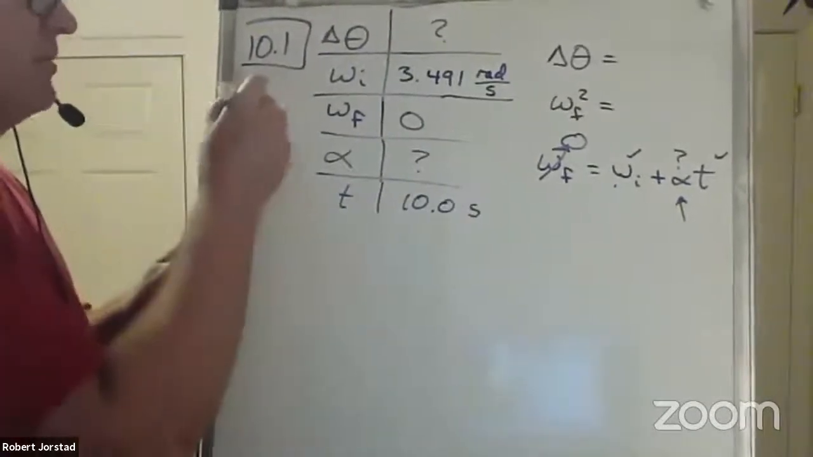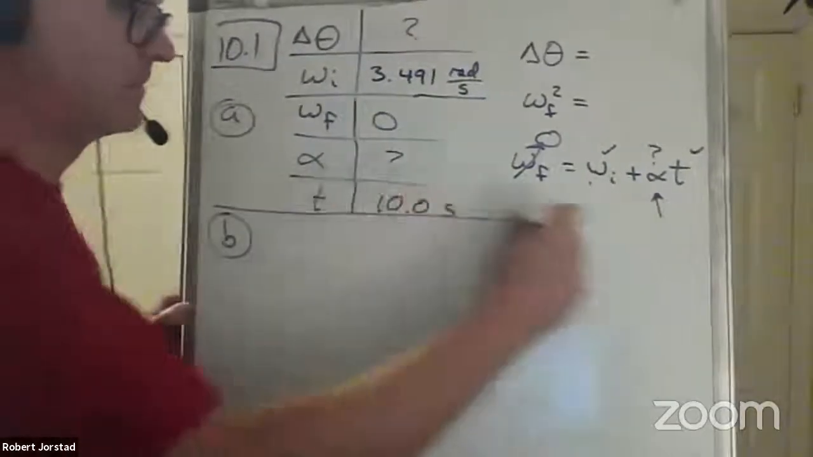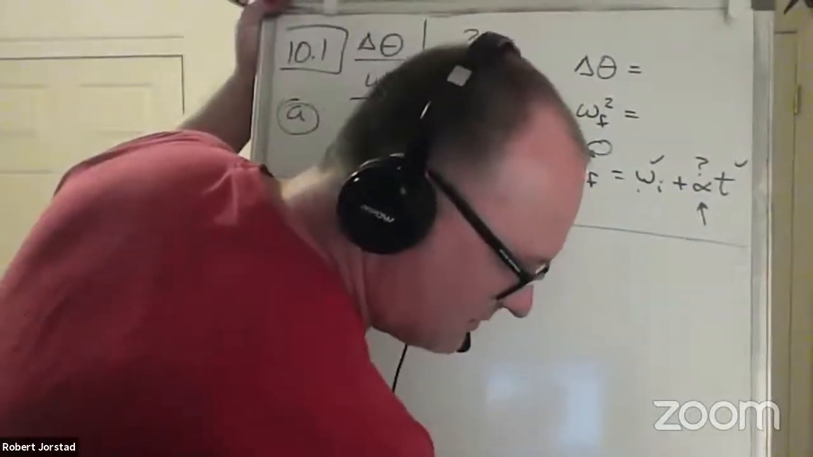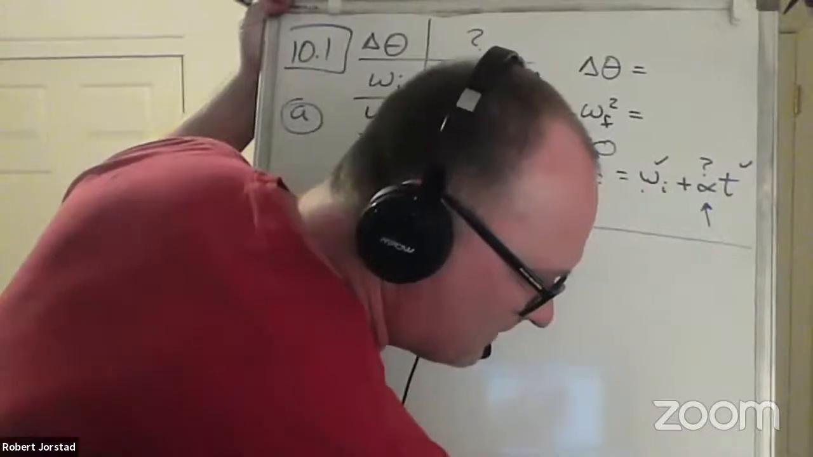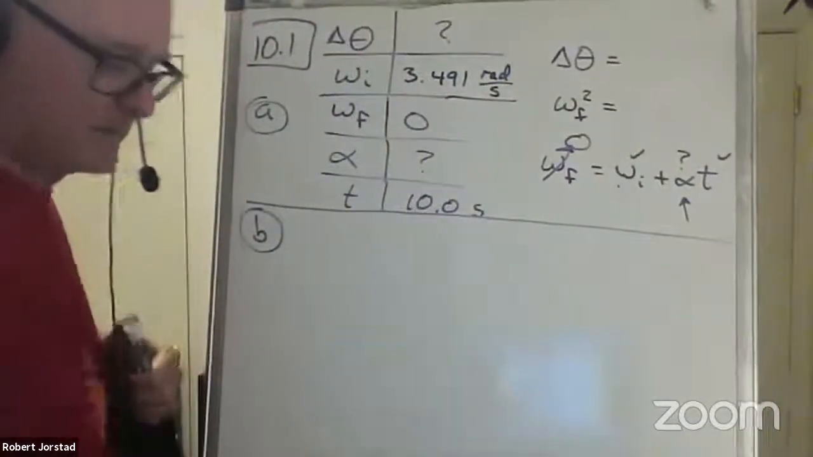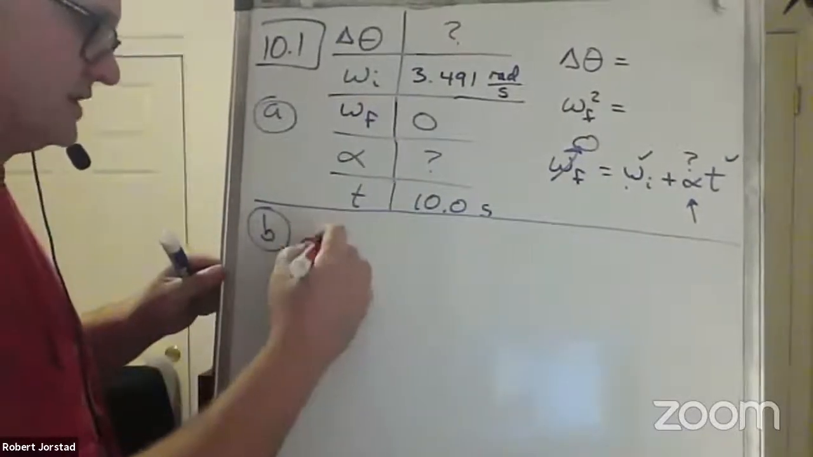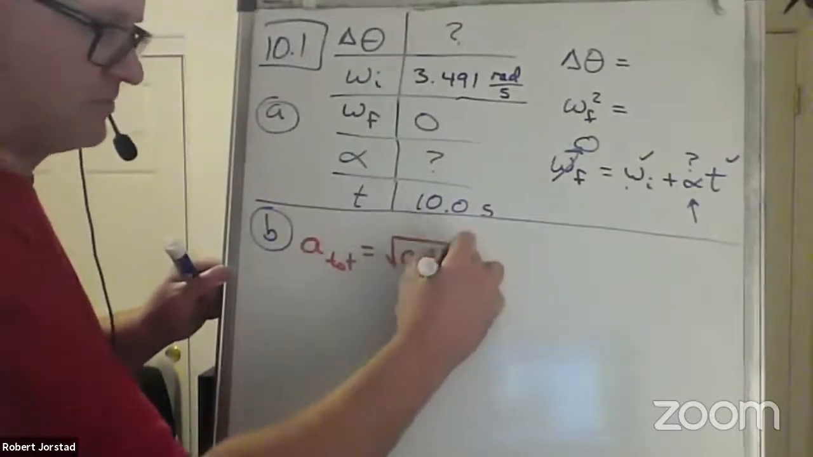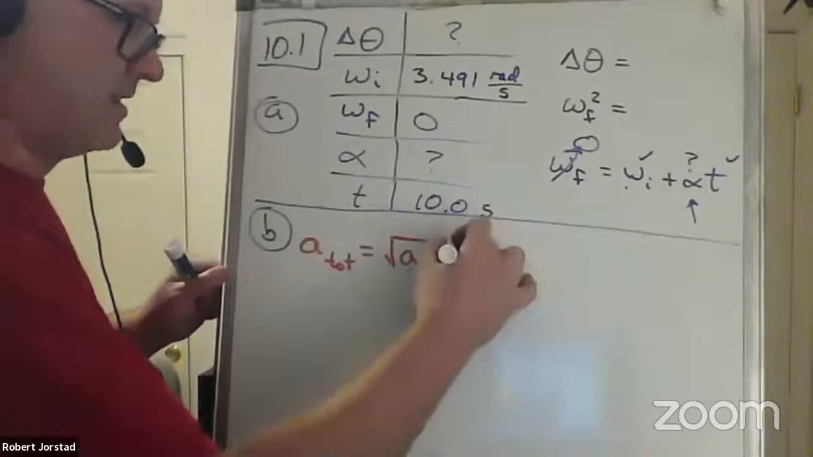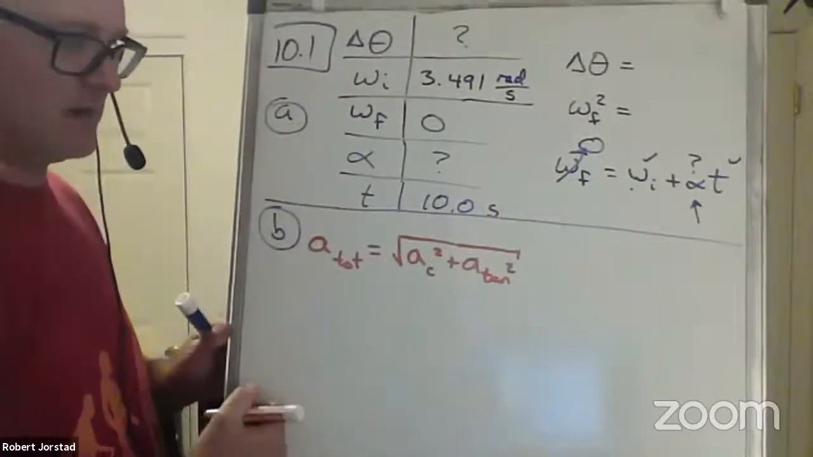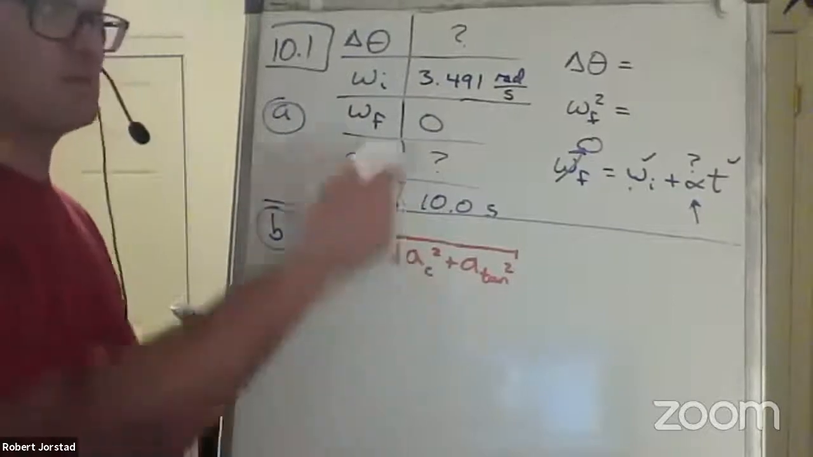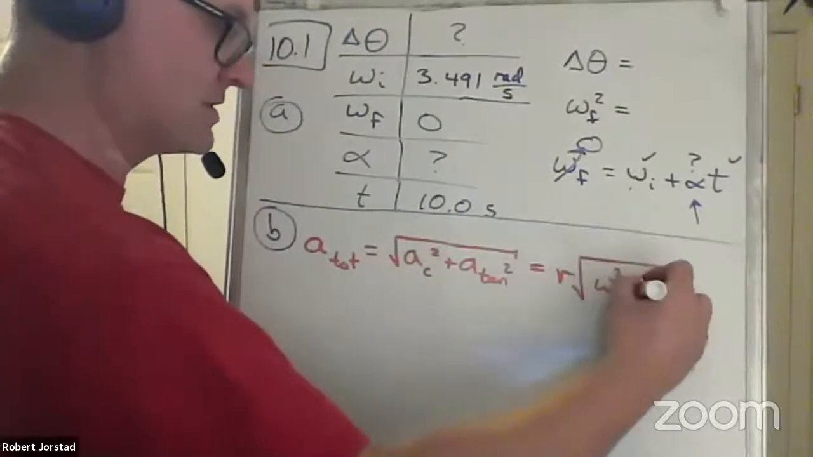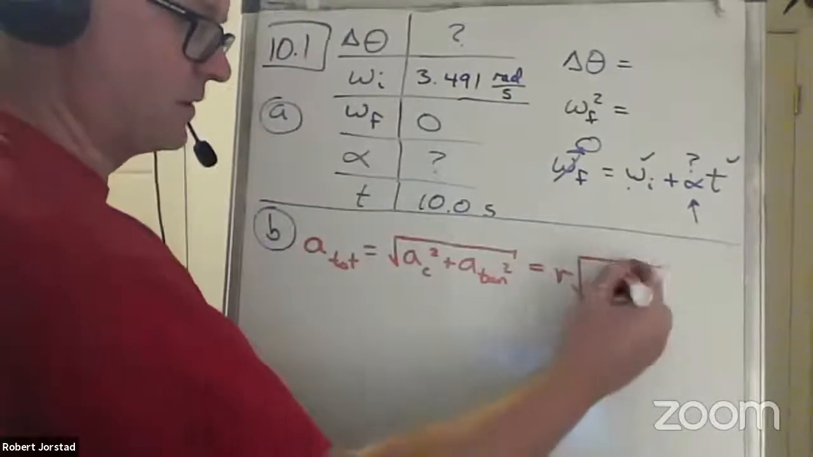Part B. So this was all part A. Part B. In part B, what are we supposed to do? Total acceleration or something? Okay, total acceleration, right? So the book says a total is equal to the square root of a c squared plus a tan squared, which I could see, that's not going to help me out too much. So I'm going to rewrite these in terms of the rotational variables. And that's when I get a total equals r times the square root of alpha squared plus omega to the 4th.